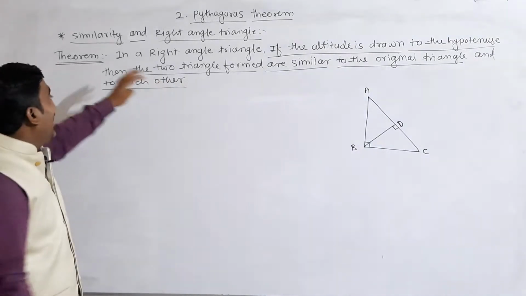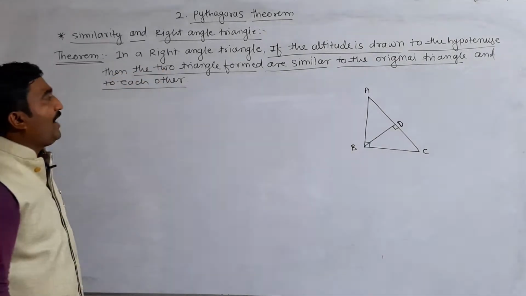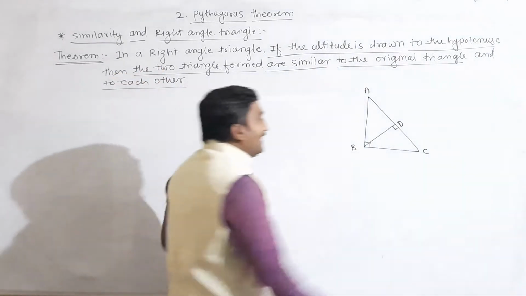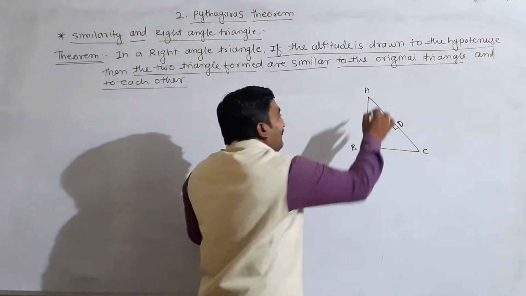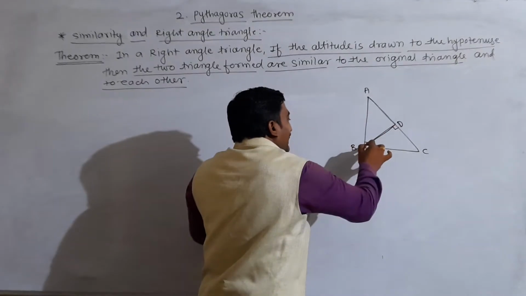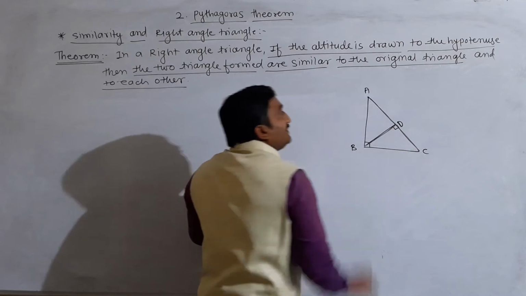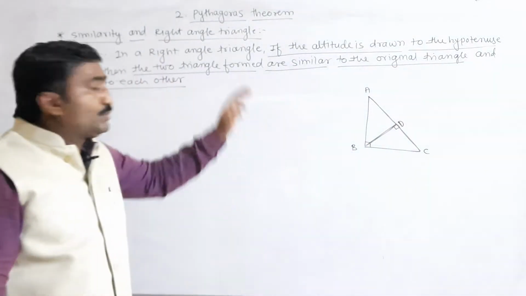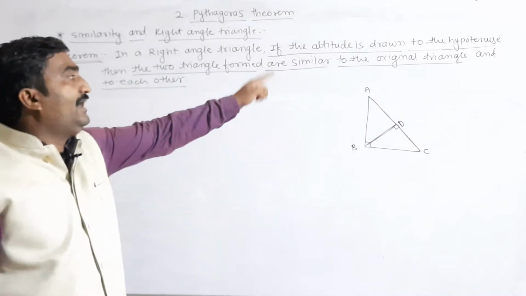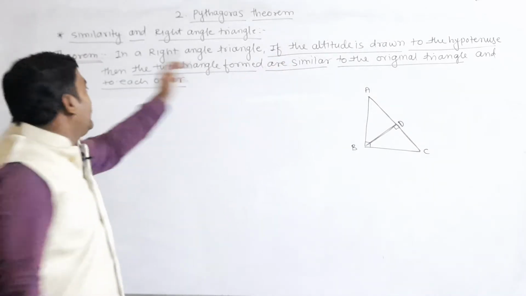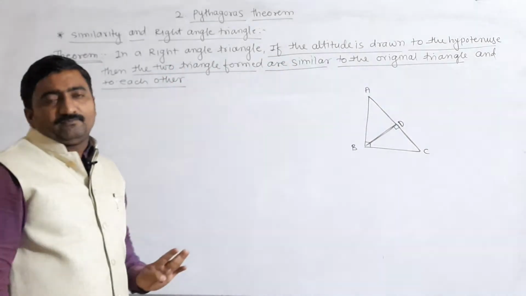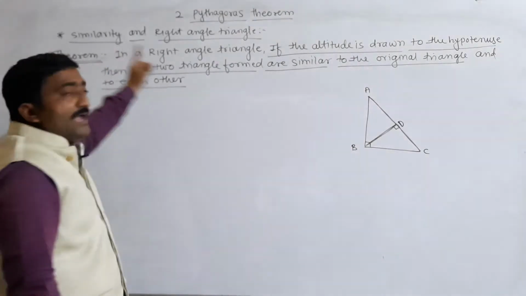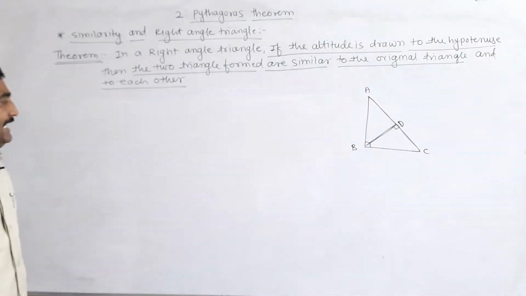If the altitude is drawn to the hypotenuse, then two triangles are formed. Which two triangles are formed? Triangle ADB and triangle BDC. These two triangles are similar to the original triangle and similar to each other. This is the theorem about similarity and right angle triangle.